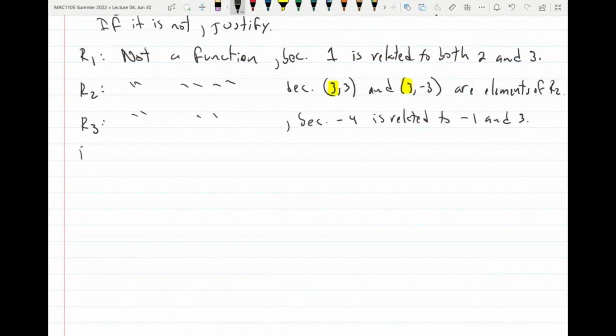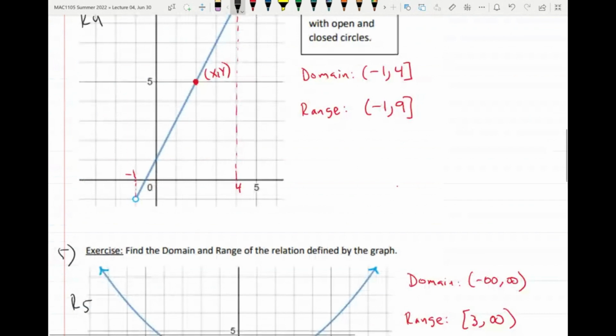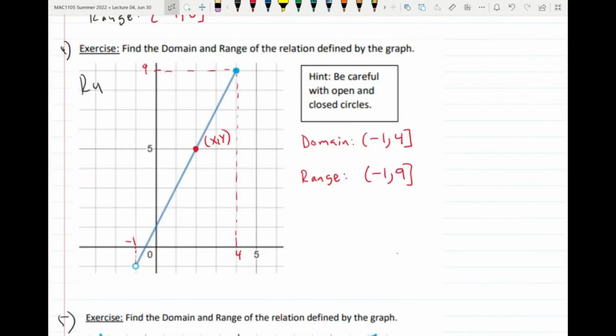Okay. Now how about R4? It is a function. Why? Because each x only has one y. Exactly. Looking at the picture, you realize there is no x that will give you 2 or more y's. Every point that you pick on this picture, for each x, there is only one corresponding y attached to it. There are no multiple y's.